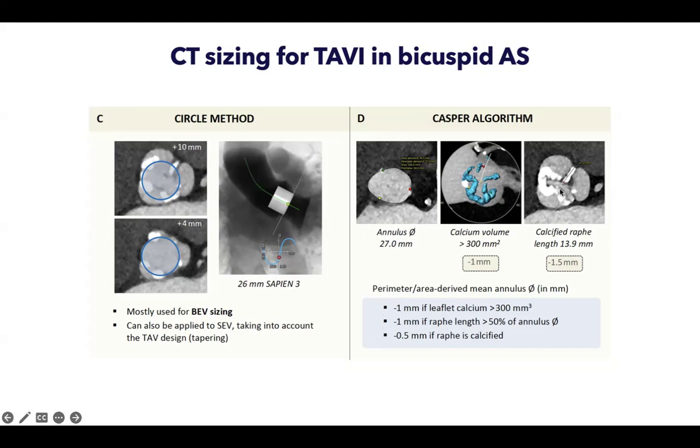So that again, I look at as well. I like to see if there is a calcified raphe. If the raphe is long and calcified, it's almost sure I'm going to downsize one size. If there is no long calcified raphe, I typically stay with the normal annulus sizing.